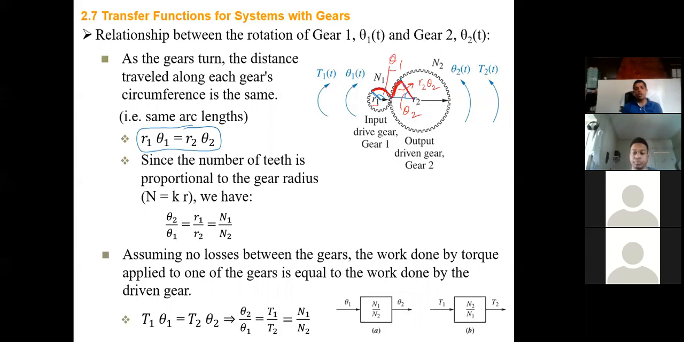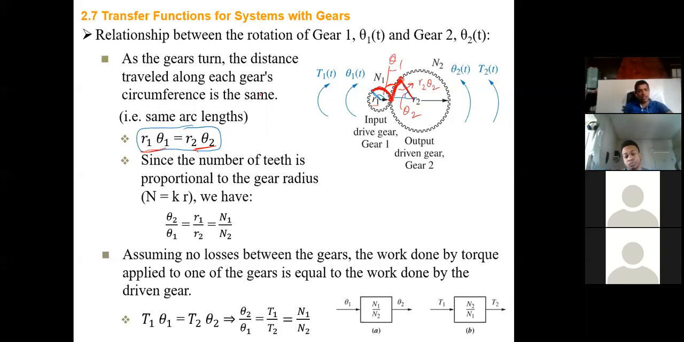Does it make sense? So by the time this guy goes from here to here, and this guy goes from here to here, are they equal? Remember how the gears work, right? One slides over the other. So by the time this point reaches here, this point reaches here, shouldn't they be the same? They're exactly the same. That's why this arc length should be equal, meaning R1 theta 1 equals R2 theta 2. Guys, any questions so far?